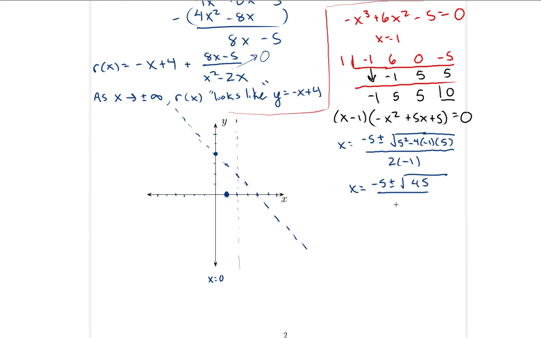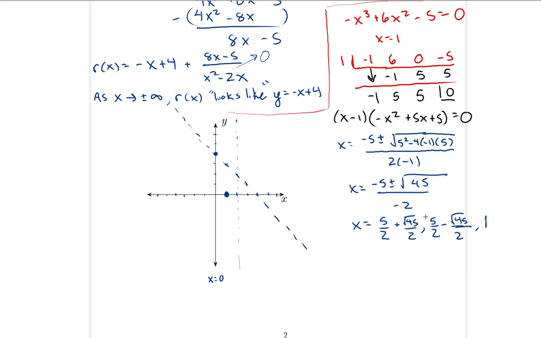all over negative 2. Now, I kind of like to break these up, like I've said before, so I'm going to put negative 5 over negative 2, so that's positive 5 over 2, plus the square root of 45 over 2, or 5 over 2 minus the square root of 45 over 2. All right, and then if I put x equals 1 here, those are my 3 zeros.